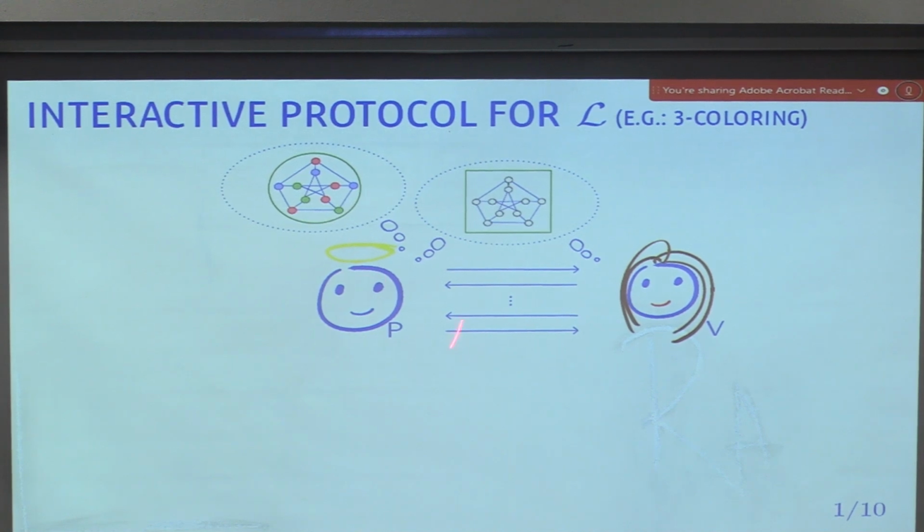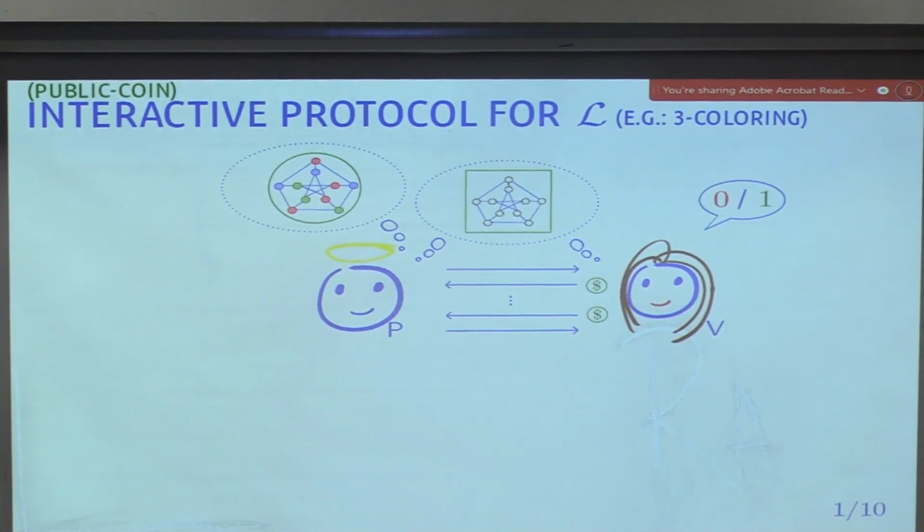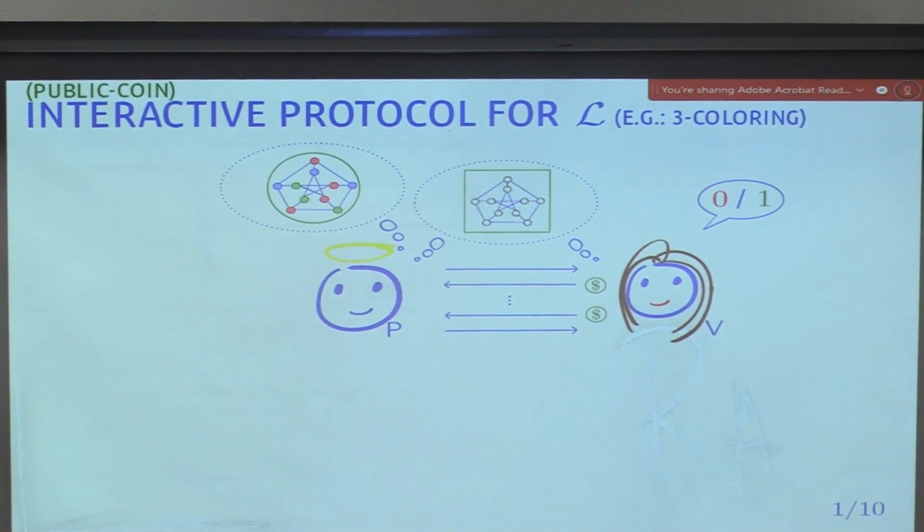The prover wants to convince the verifier that he knows the three coloring of this graph, and he does so by interacting with the verifier. If the verifier's messages are just random coins, then we say that the protocol is public coin. At the end of the interaction, the verifier accepts or rejects.